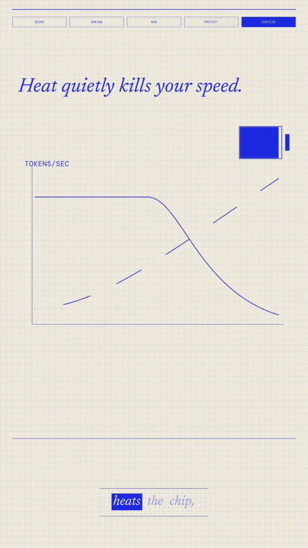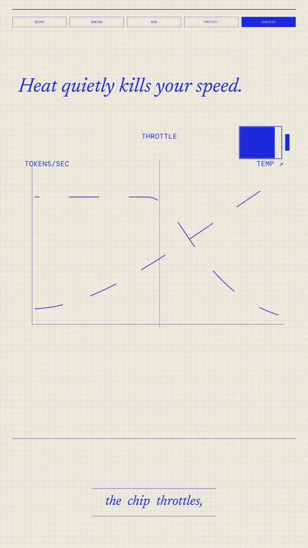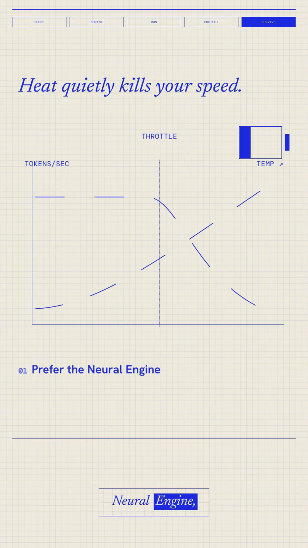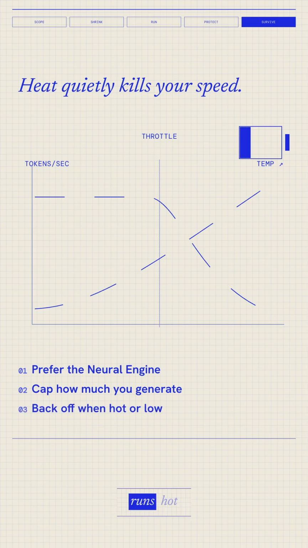Sustained inference heats the chip, it throttles, and your tokens per second quietly collapse. Prefer the neural engine, cap what you generate, and back off when the phone runs hot or low.